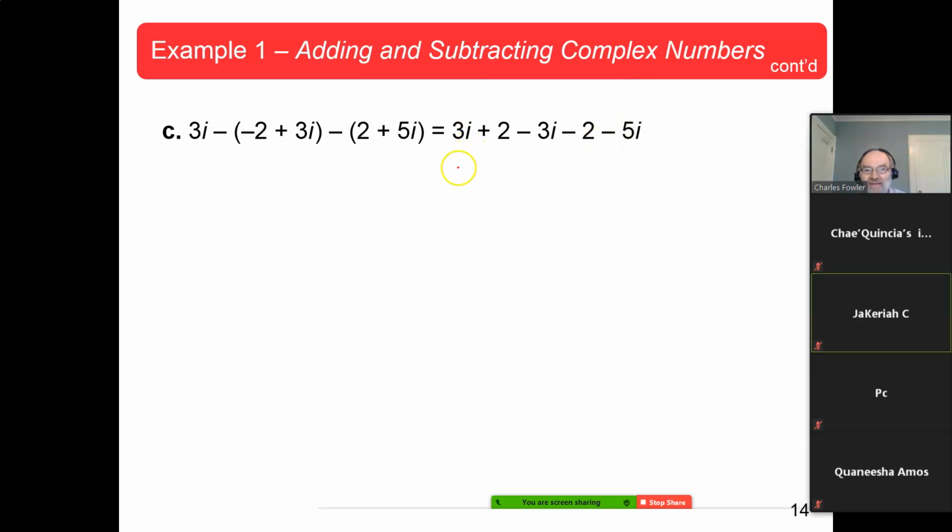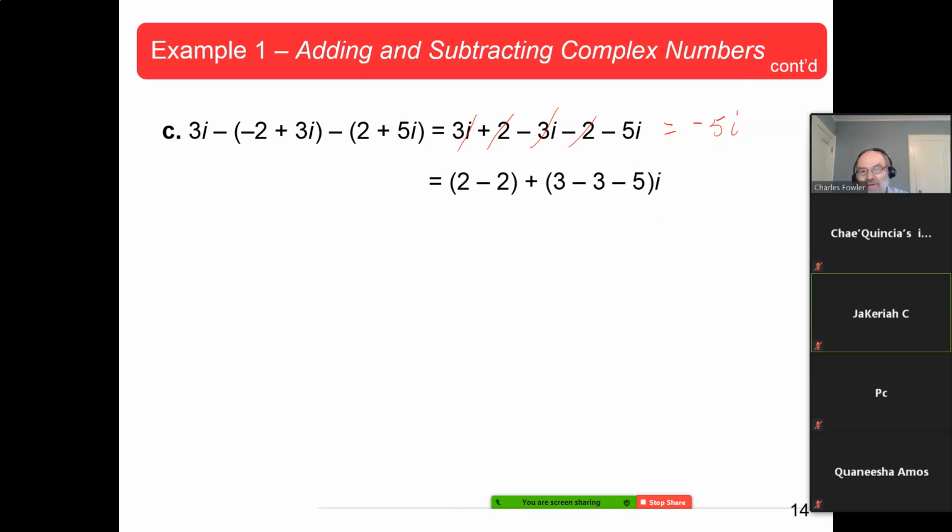Now we combine like terms. Okay, we have a 3i minus 3i, that adds to 0, leaving us a 5i. Well, let's hold on for that for a minute. Here we have a plus 2 and a minus 2, that adds to 0, so your answer is minus 5i. A pure imaginary number, no real part to it. Okay? Make sense? Let's see how they do it.